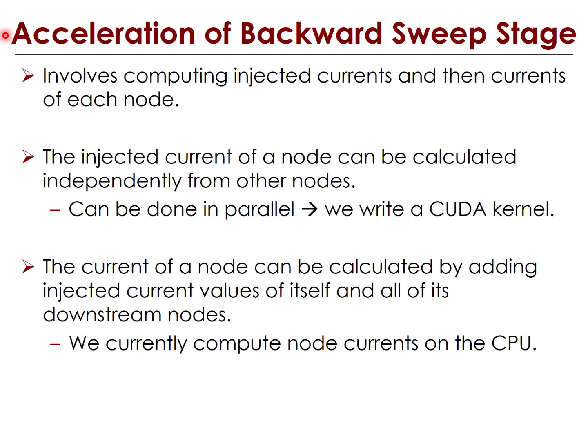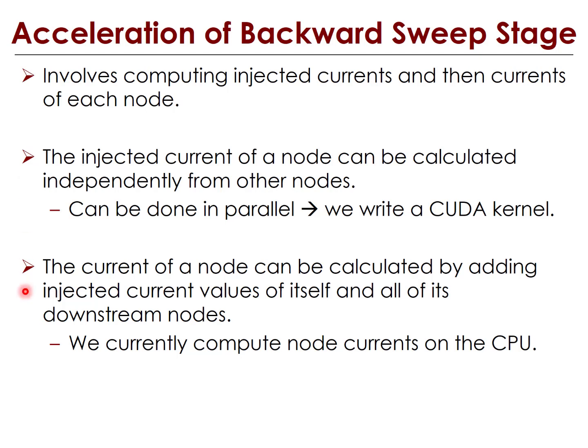Let's also discuss how we accelerate the backward sweep stage. This stage involves computing injected currents and then currents of each node. The injected current of a node can be calculated independently from other nodes. Hence, this computation can be done in parallel, and we write a CUDA kernel to accelerate this computation.